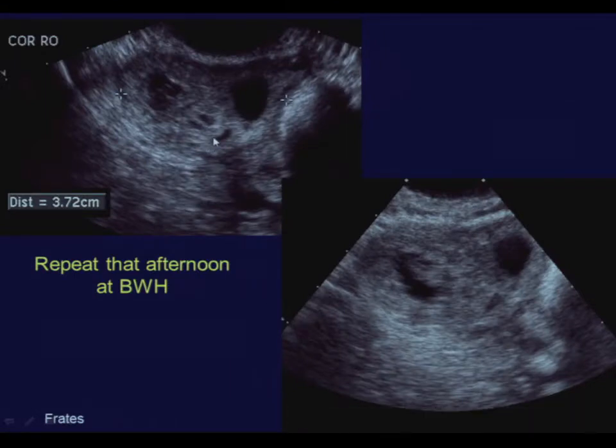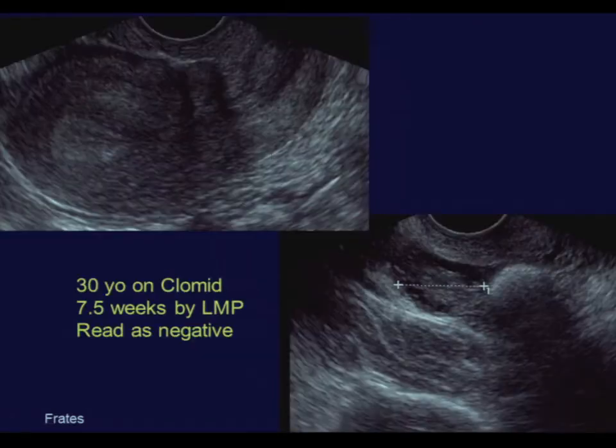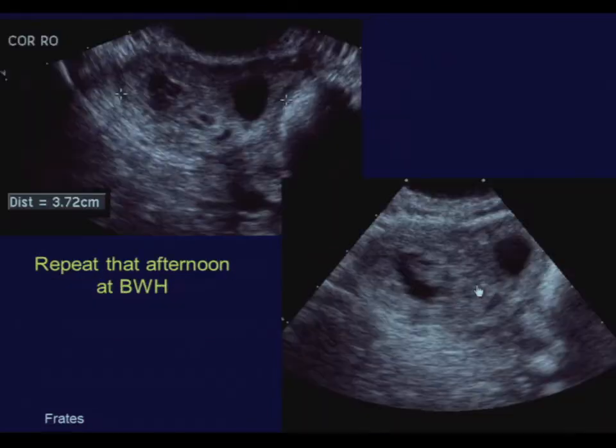However, this is another picture they sent of the right ovary, and it just looked a little bit too big. A little bit different from here. This is another image of the right ovary, and you think, wow, how could that be the same ovary? So we asked the patient to come into the hospital to repeat the study that afternoon.